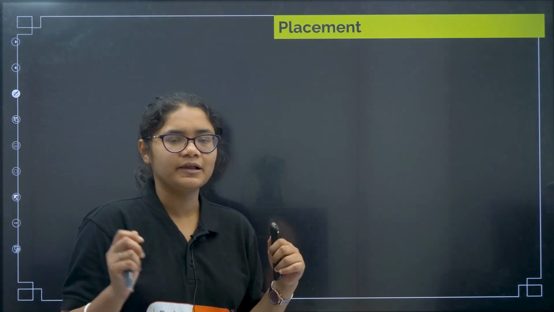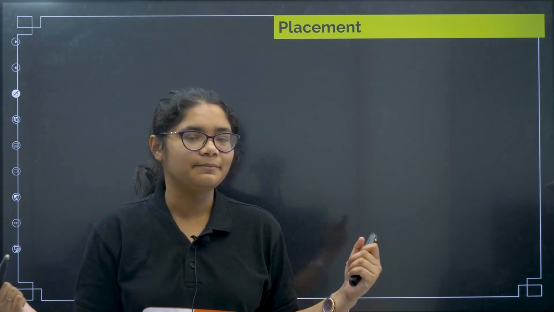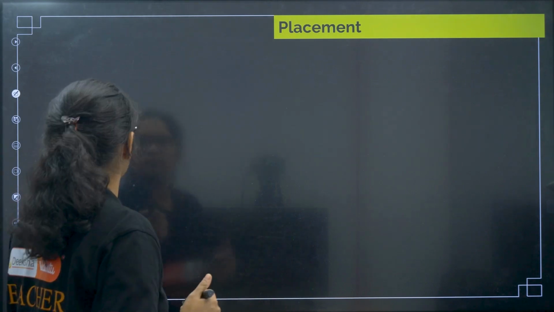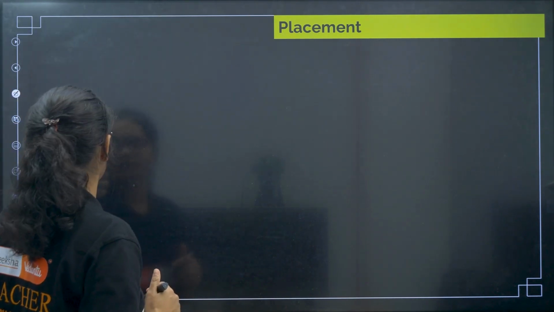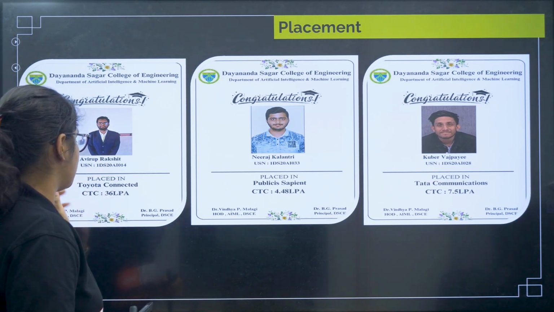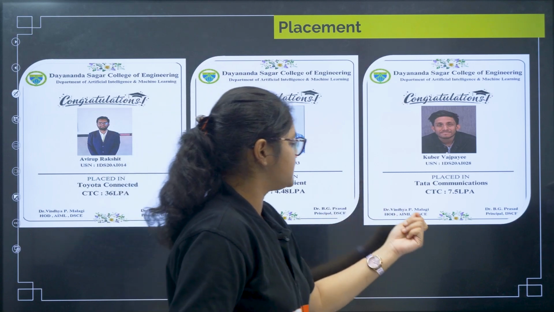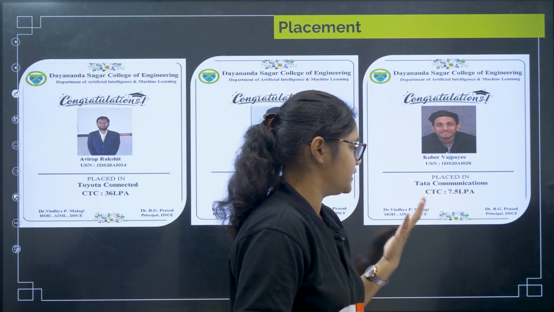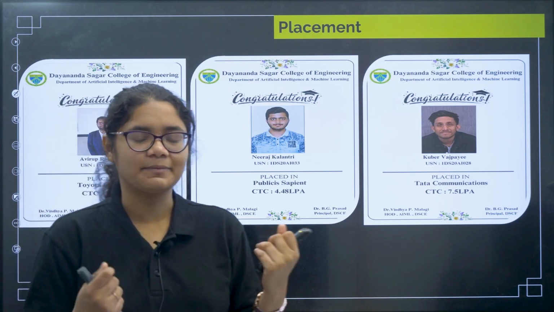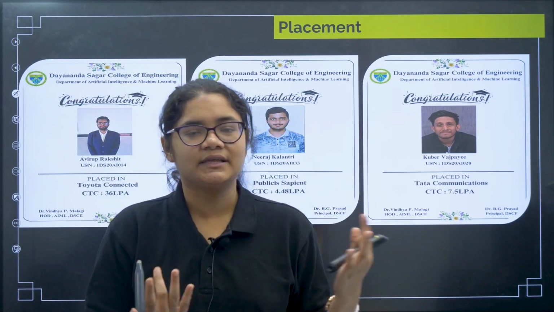Now, coming to placements. I'll be showing you an example of one of the top engineering colleges in Bangalore, that is Dayananda Sagar College of Engineering. Here I have taken some testimonials from the students who got placed, and they were from AI/ML branches. You can see 36 LPA with Toyota, 4.4 LPA with Publicis Sapient, and 7.5 LPA with Tata Communications. So the highest package can be up to 36 to 40 LPA also. The average package can be around 7 to 10 LPA.